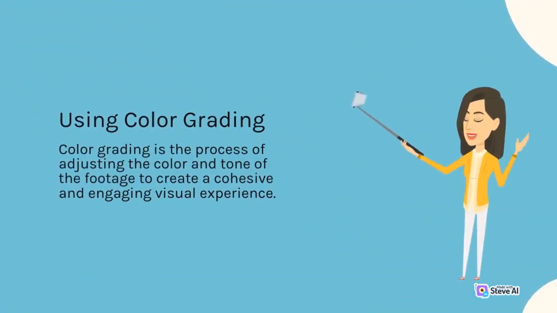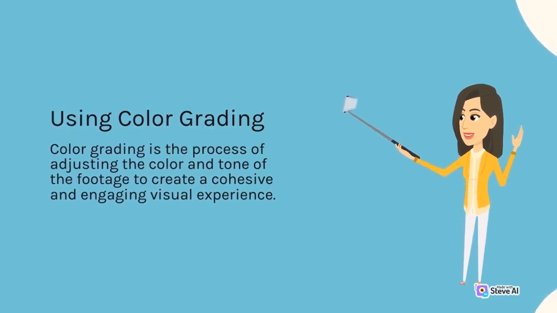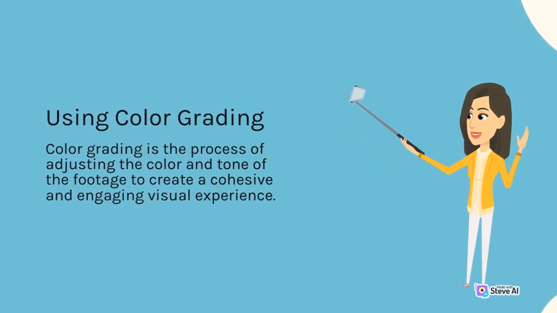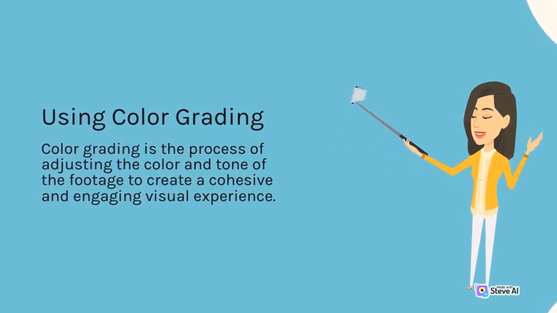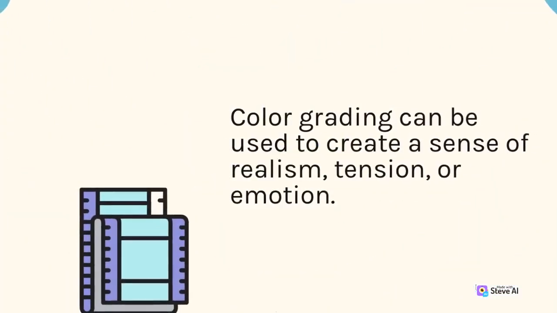Using color grading. Color grading is the process of adjusting the color and tone of the footage to create a cohesive and engaging visual experience. Color grading can be used to create a sense of realism, tension, or emotion.